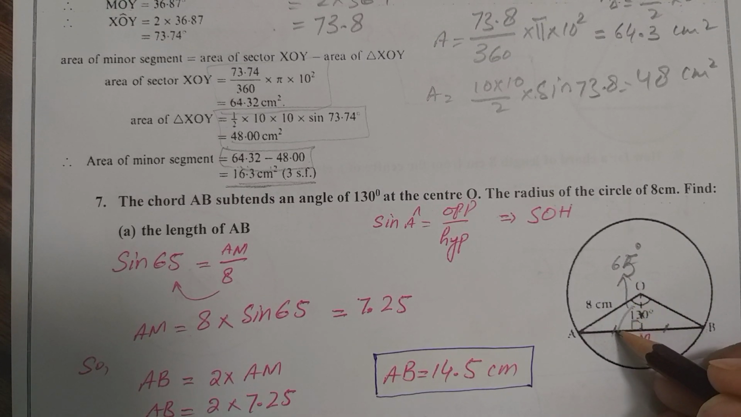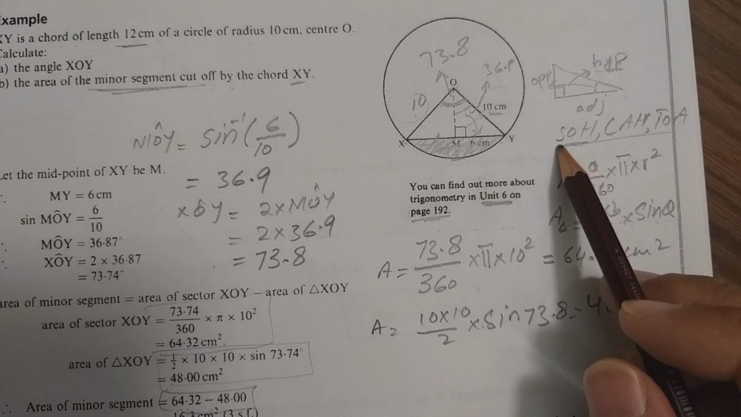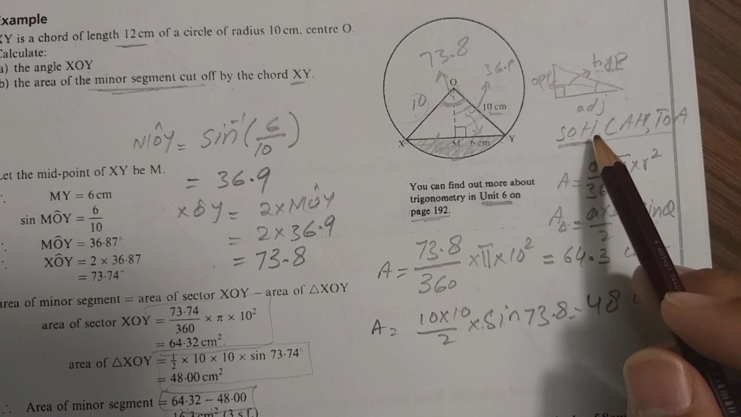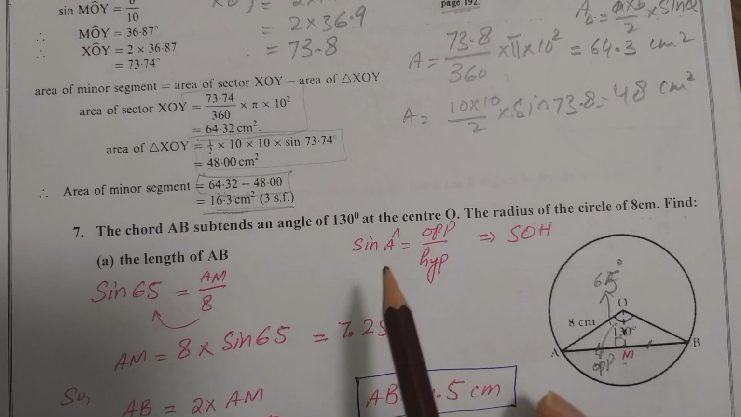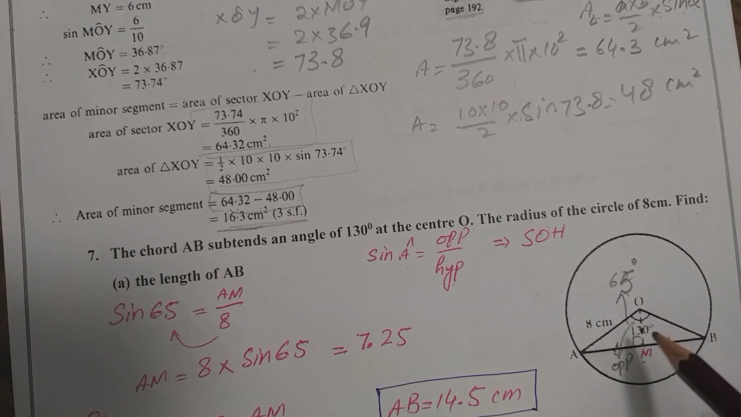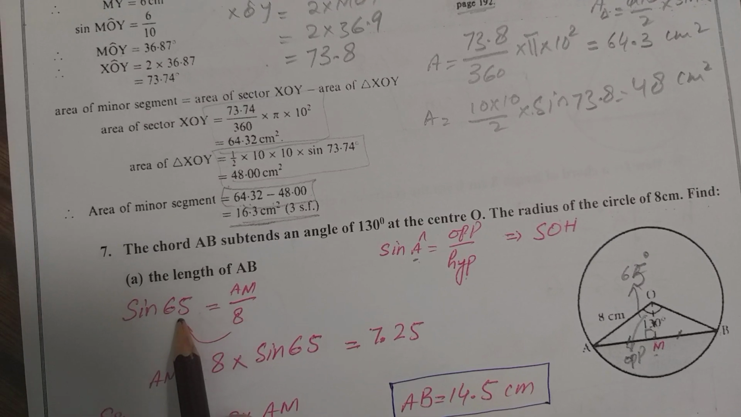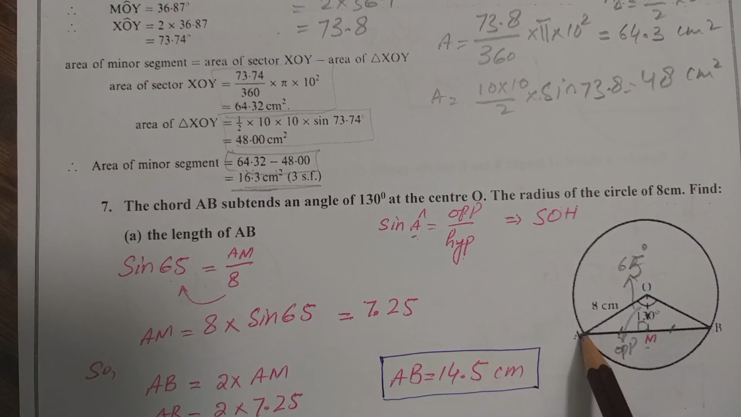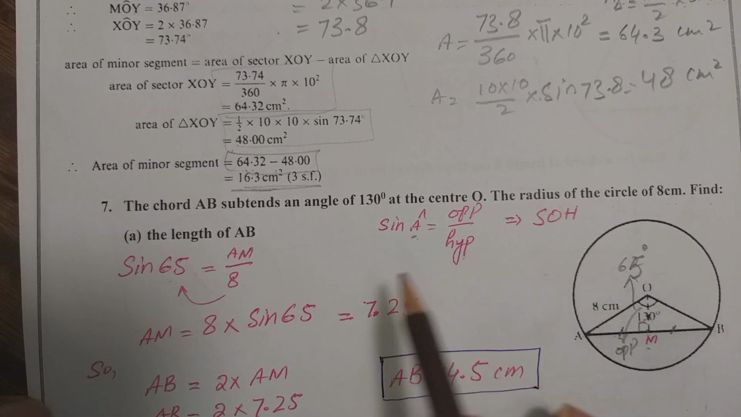According to this, this is called the opposite side, and this is called the hypotenuse. So opposite over hypotenuse, we use sine of angle. Sine angle is opposite over hypotenuse. So whenever we are given the information, angle is 65, replace angle by 65, and AM is the length which we need to find here, divided by the hypotenuse, which is 8.